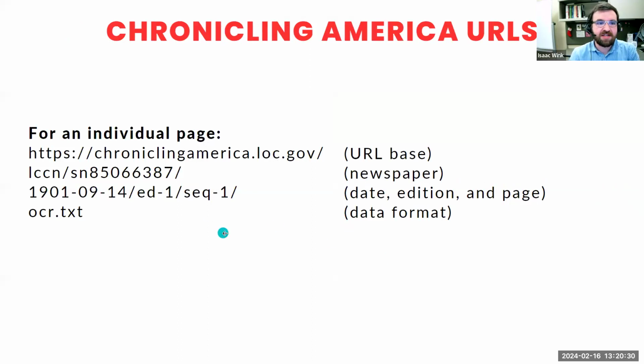So as I just discussed, the URL for an individual news page looks like this. Here I've broken it down a little bit to try to make it a bit more understandable. We've got that URL base. We have the LCCN number to tell us which newspaper it is. We have the date, edition, and page number. And then we have the data format. So this OCR.text, remember, took us just to that plain page with the text and nothing else.